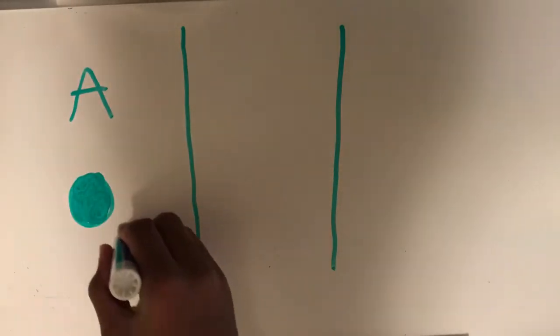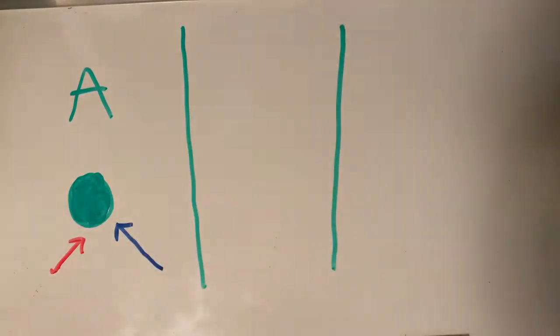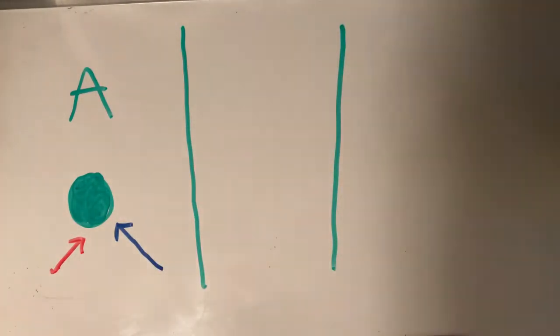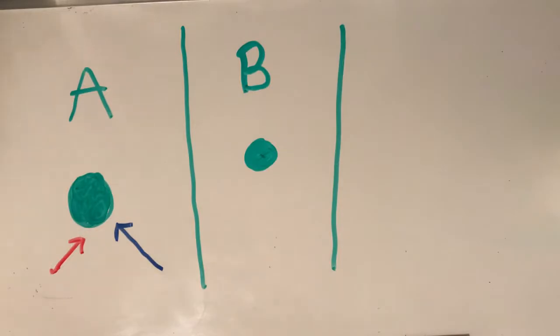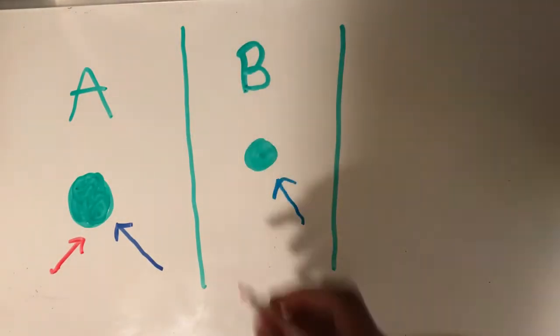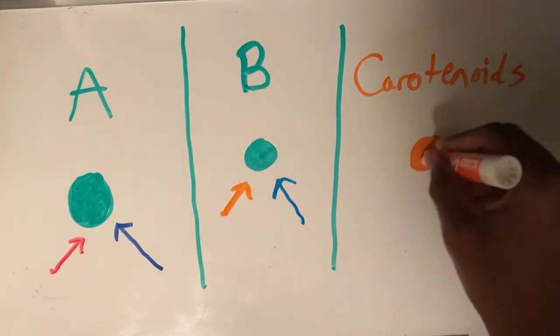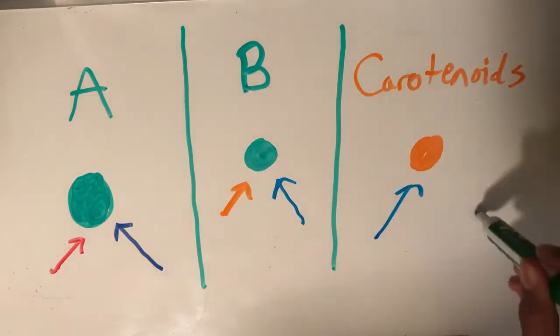Chlorophyll A is the main component of photosynthesis. It reflects green light while mostly absorbing blue and red light. Chlorophyll B is another pigment in plants that reflects yellowish green light while mostly absorbing light blue and orange light. Carotenoids reflect yellowish orange light while mostly absorbing light blue and dark green light.